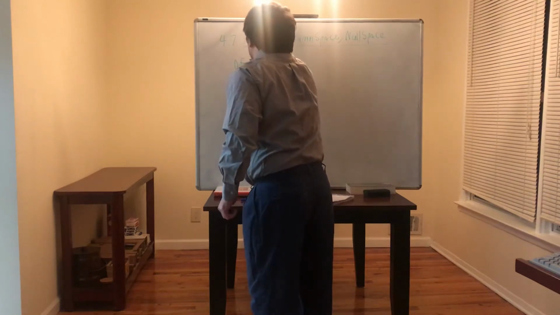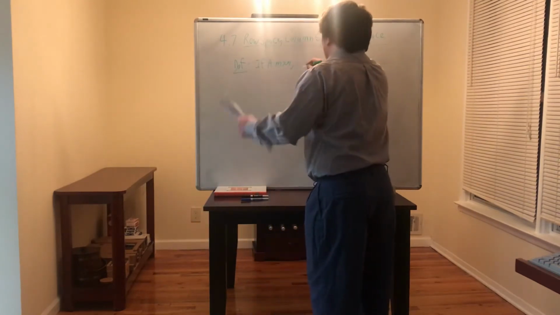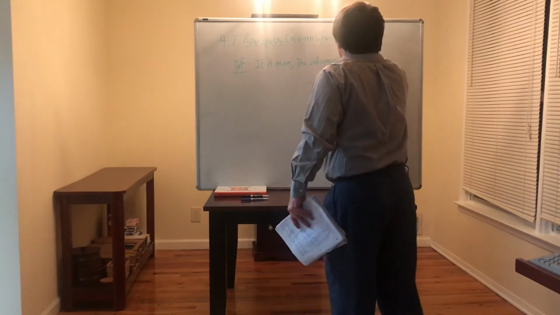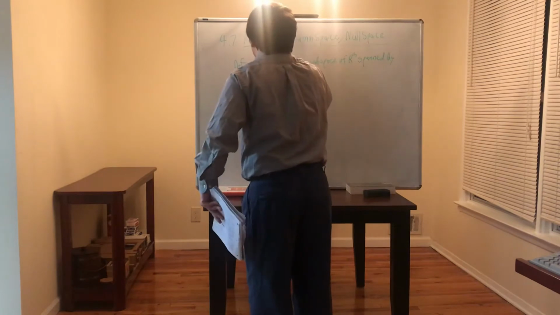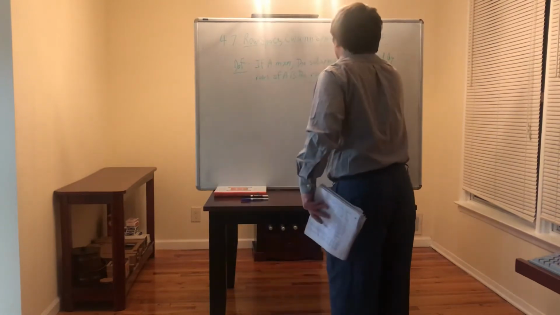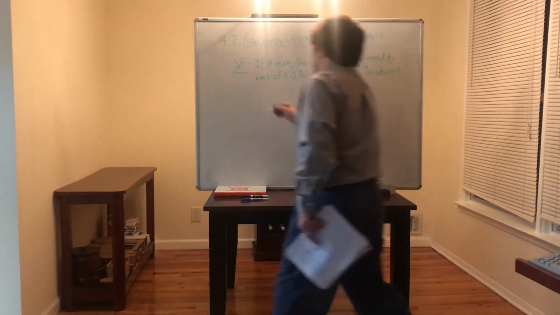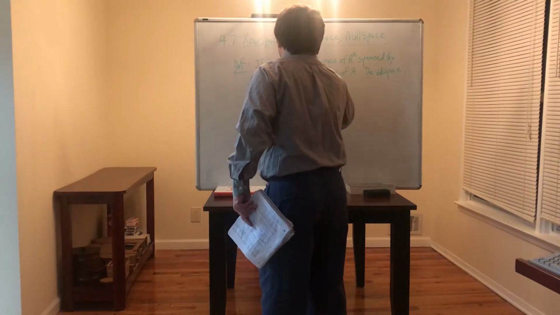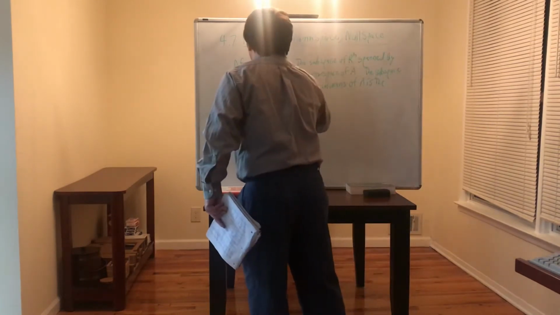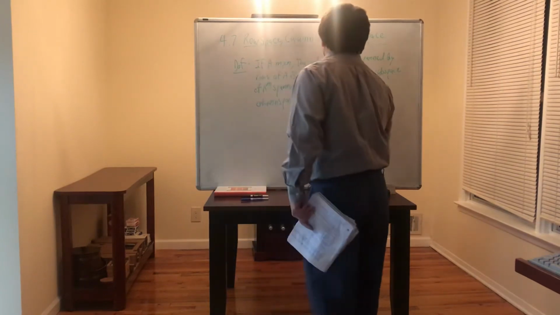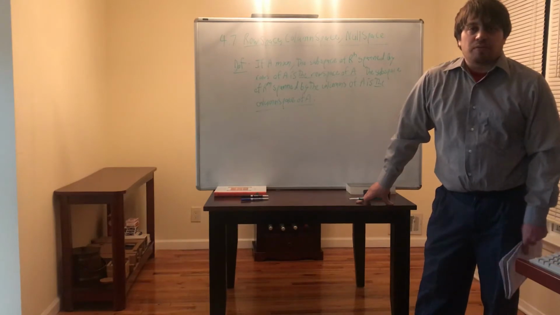The next definition is if A is an m by n matrix, the subspace of Rn spanned by the rows of A is the row space of A. The subspace of Rm spanned by the columns of A is the column space of A. So we have the row space of the matrix A and the column space of the matrix A.